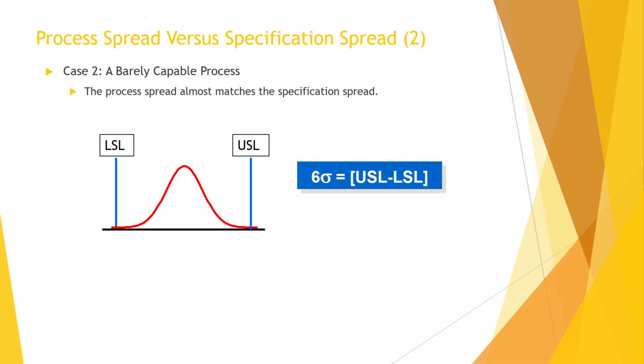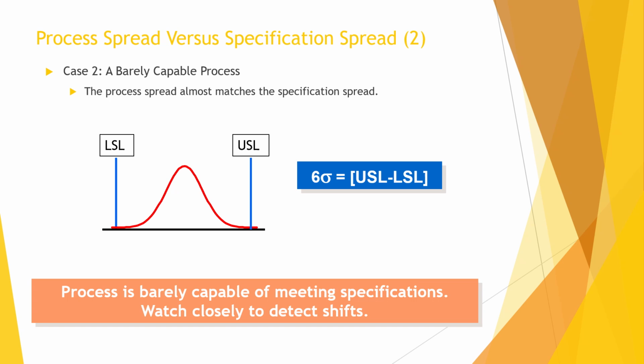In this situation, 6 sigma equals USL minus LSL. Process is barely capable of meeting specifications. Watch closely to detect shifts.